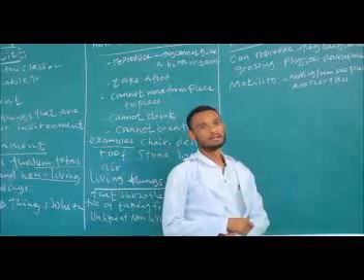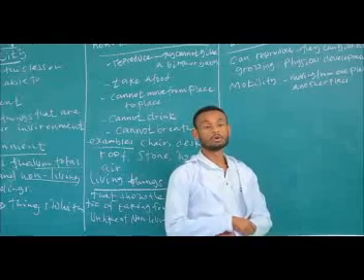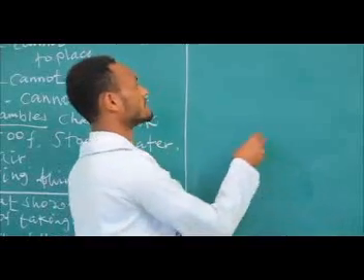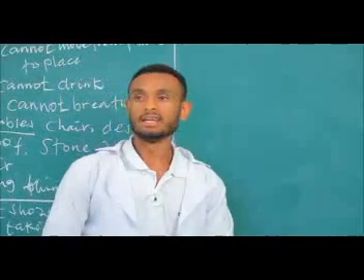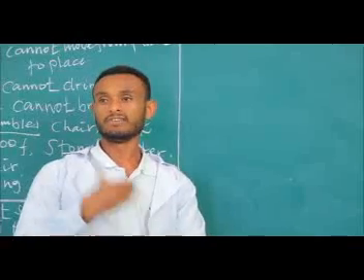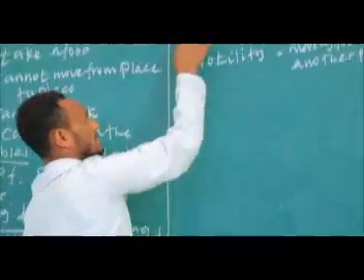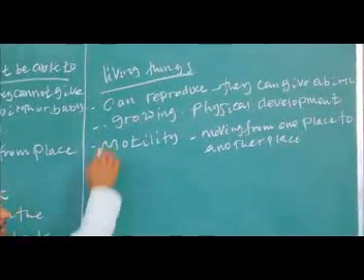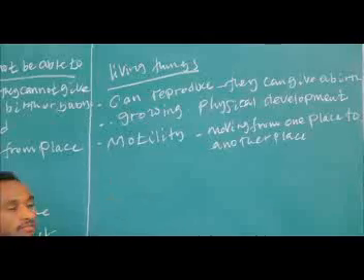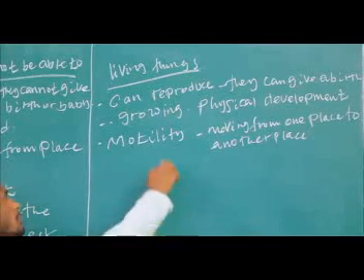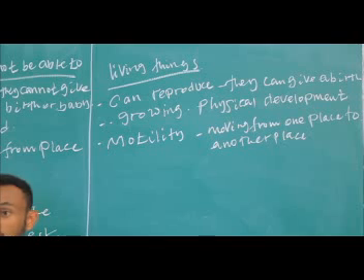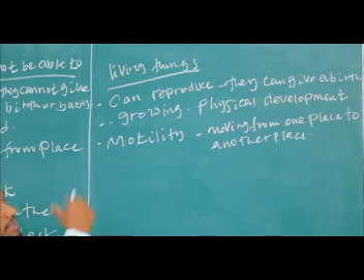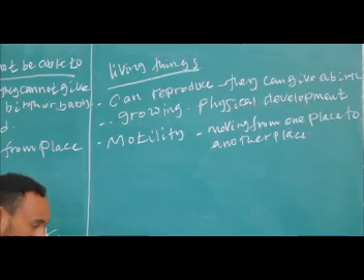This is the character that can be shown by the living things. So the living and non-living things can be differentiated by these three basic characters: by growing, by moving from one place to another place, and also by reproducing, or by giving birth to a baby or a child. This is the main character of living objects.